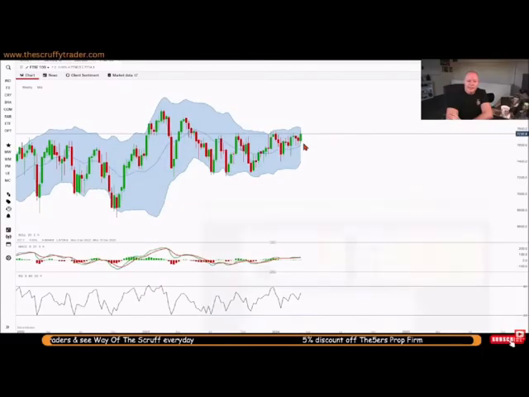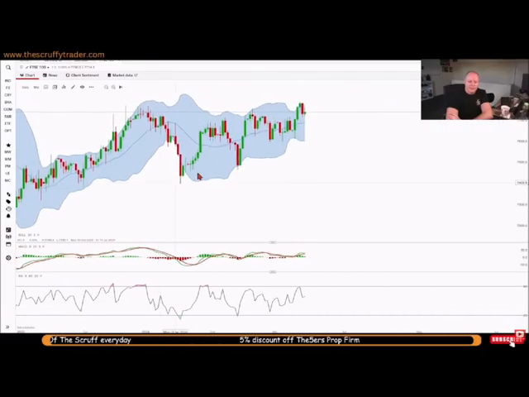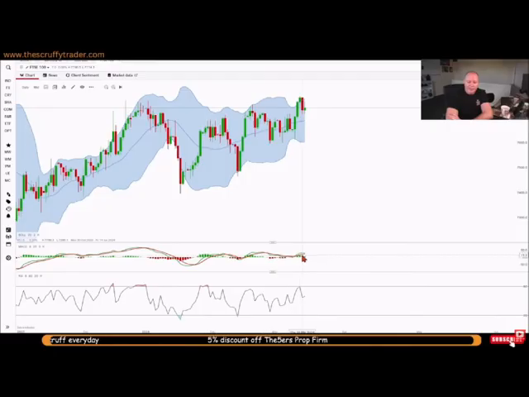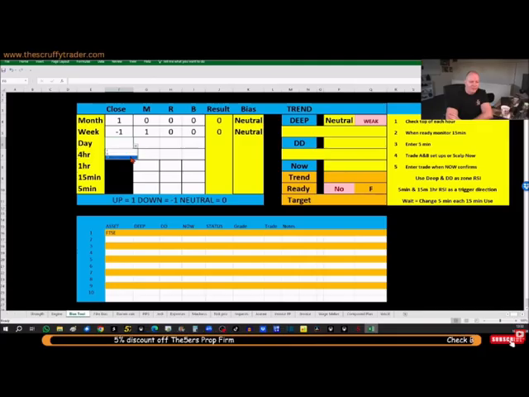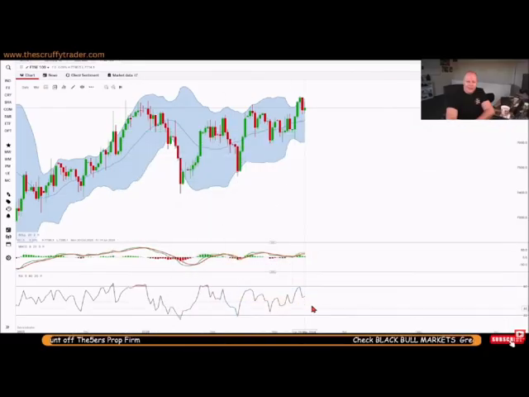Take it to the daily, just like so. We can clearly see that's to the upside, and we can see it was a negative close. So it's a negative close, and that is to the upper side. The RSI, again, is mid-range, so it's 0.